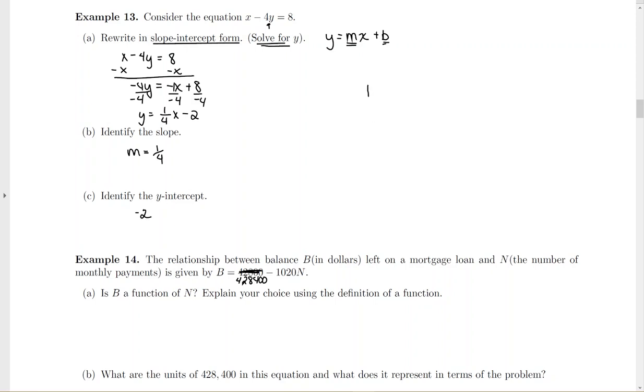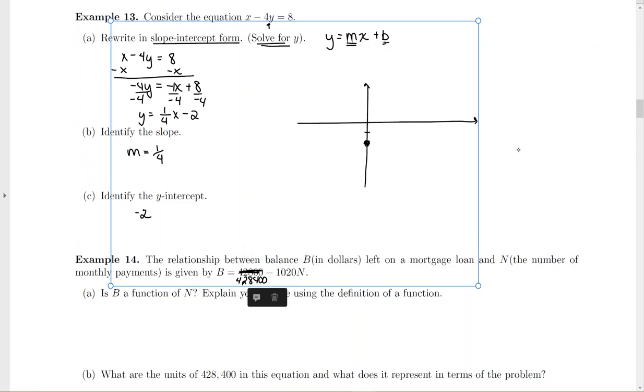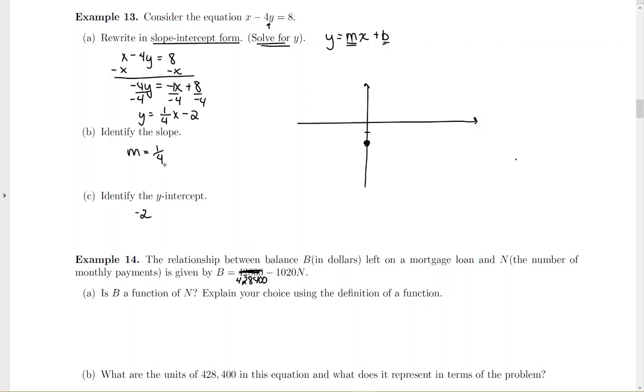So if I wanted to graph this, and it didn't ask me to, but just a little fun fact, if I plot the anchor point first, negative 2 on the y-axis, the slope is telling me to go up 1 and over to the right 4. So I'm going to go up 1 unit from my anchor point, go over 4, plot the point, and then I can sketch in the line connecting those two dots.